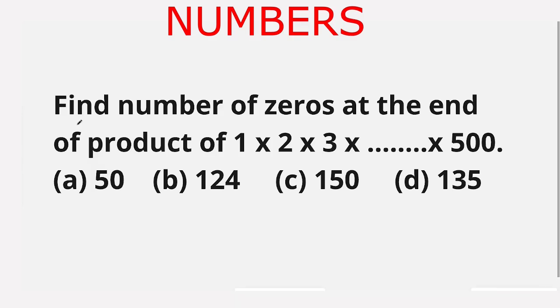Our question is, find the number of zeros at the end of the product of 1 multiplied by 2 multiplied by 3 multiplied by up to 500. The given options are option A 50, option B 124, option C 150, option D 135.